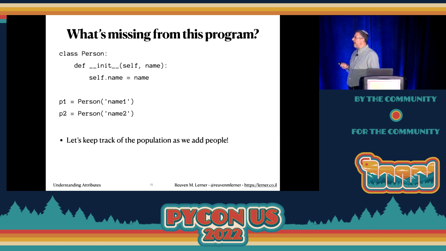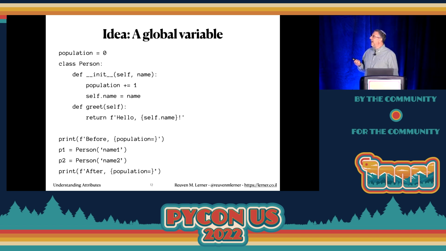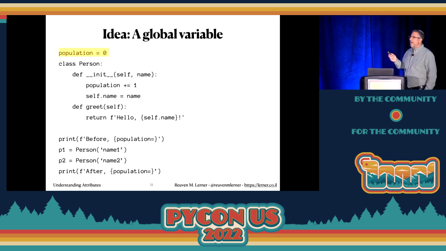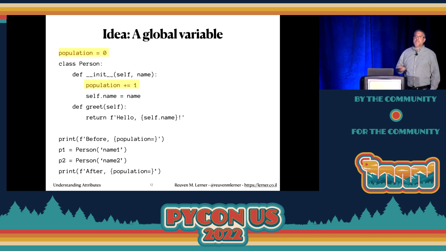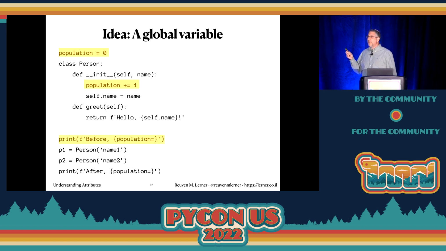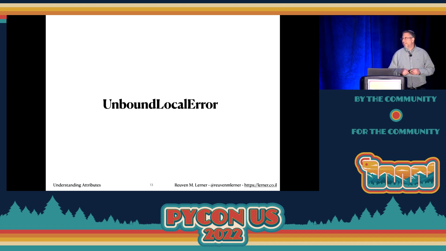OK, well, how am I going to do that? Well, here's one idea. I could use a global variable for that, right? That's a fantastic idea. It's not a fantastic idea. So I'm going to say here population equals 0. I'm going to create that global variable. Then I'm going to create the class. And here's what I'm going to do. Every single time I create a new instance, we're going to go through __init__. And so every single time, I can add 1 to the population. So before I create my instances, I'm going to print population, and afterwards, I'm going to print population again. It's going to start at 0. It's going to end at 2. It's going to be fantastic until it's not.